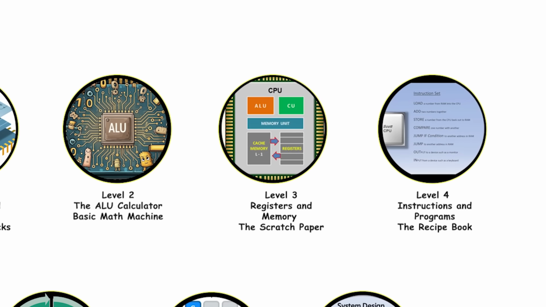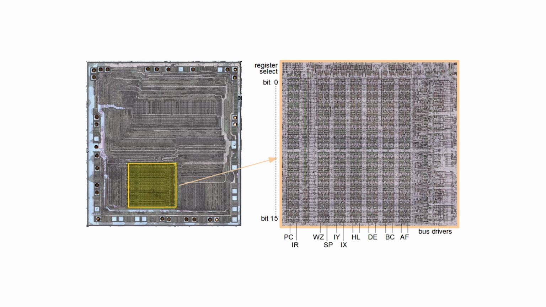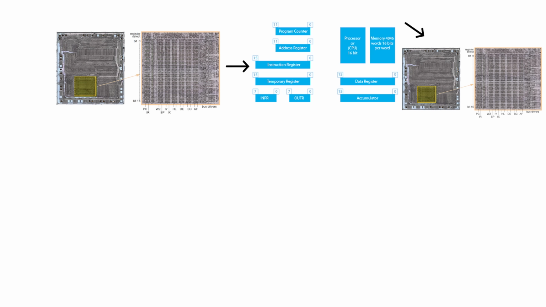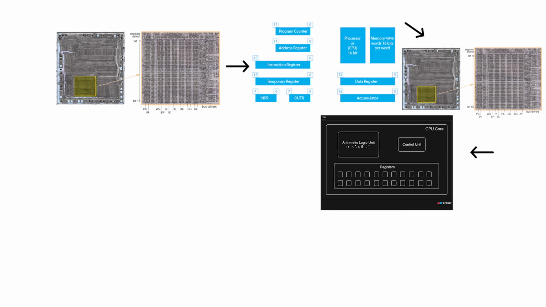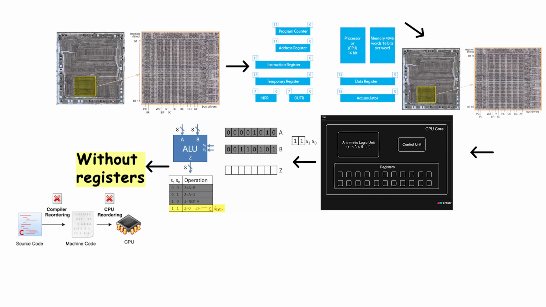Level 3, registers and memory, the scratch paper. Welcome to mid-tier understanding. Registers are like tiny scratch paper inside the CPU where it writes down numbers it's currently using. Think of them as the CPU's short-term memory. They hold the values that are about to go into the ALU, or the results that just came out. Without registers, the CPU would have nowhere to temporarily store the numbers it's working with.